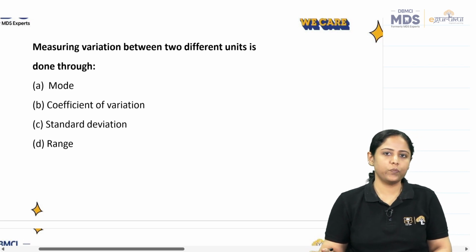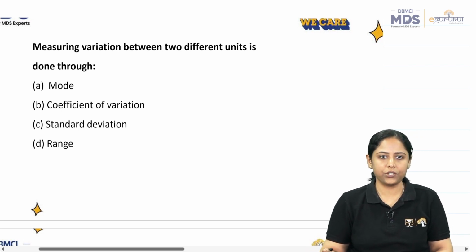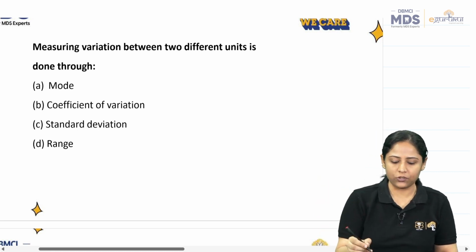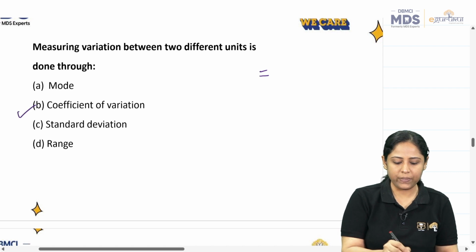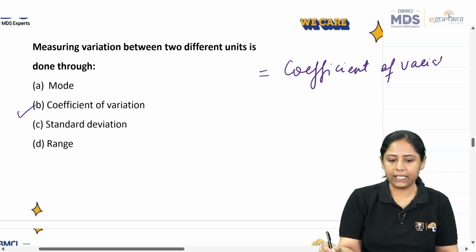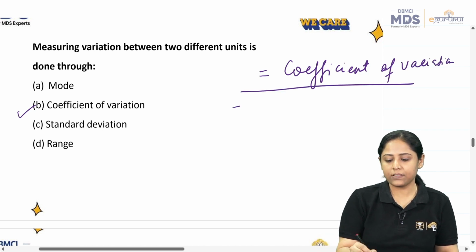Students, let's look at this numerical on coefficient of variation. Measuring variation between two different units is done through... So the answer is B, coefficient of variation. So coefficient of variation compares relative variability.